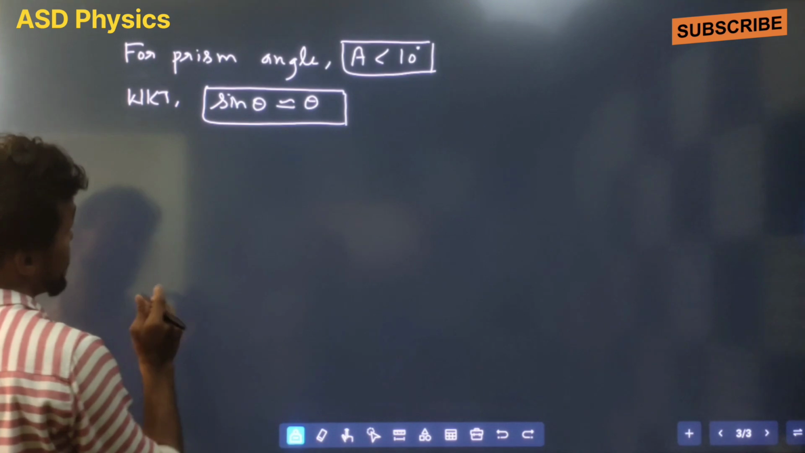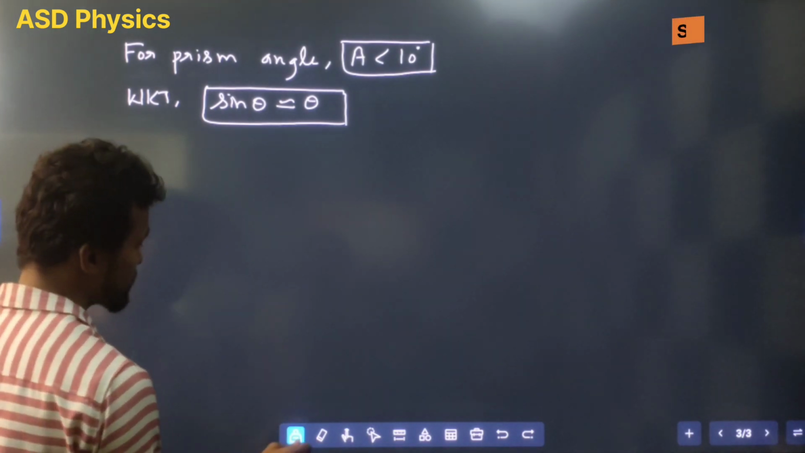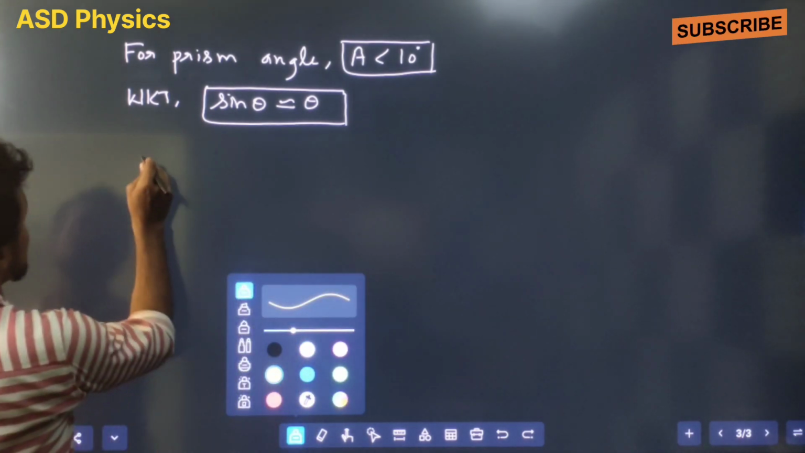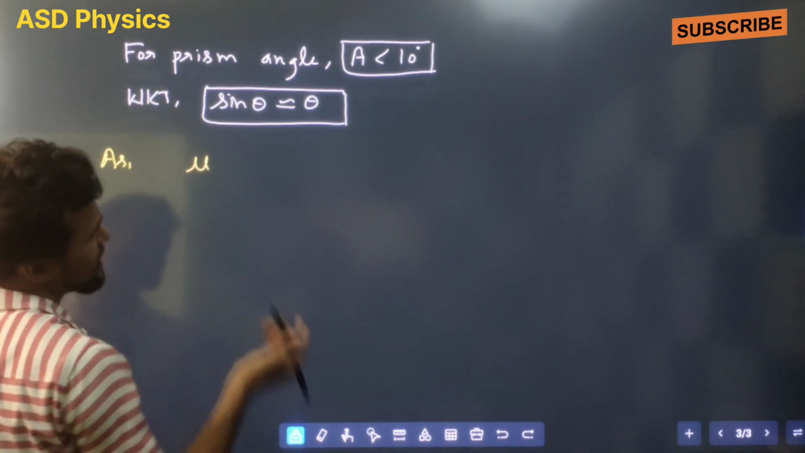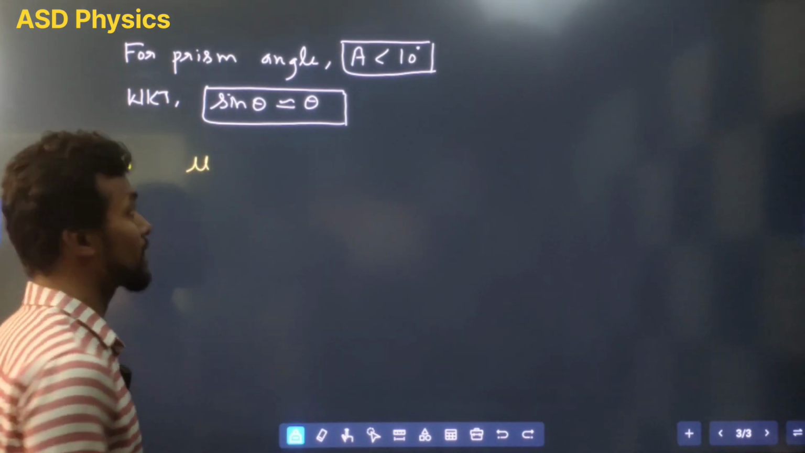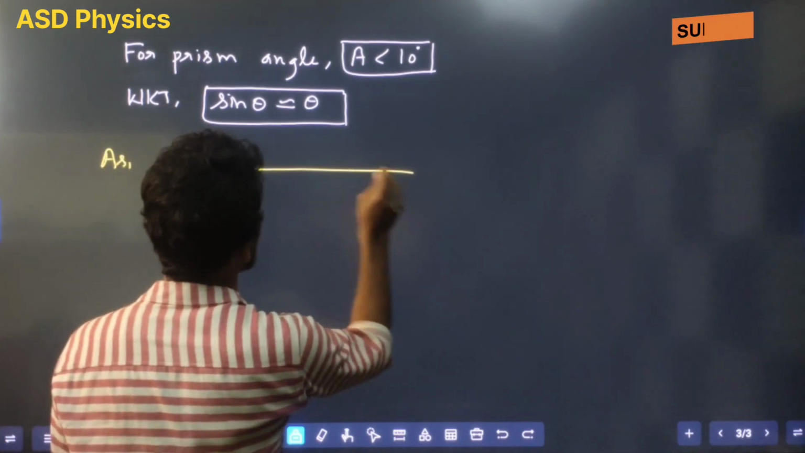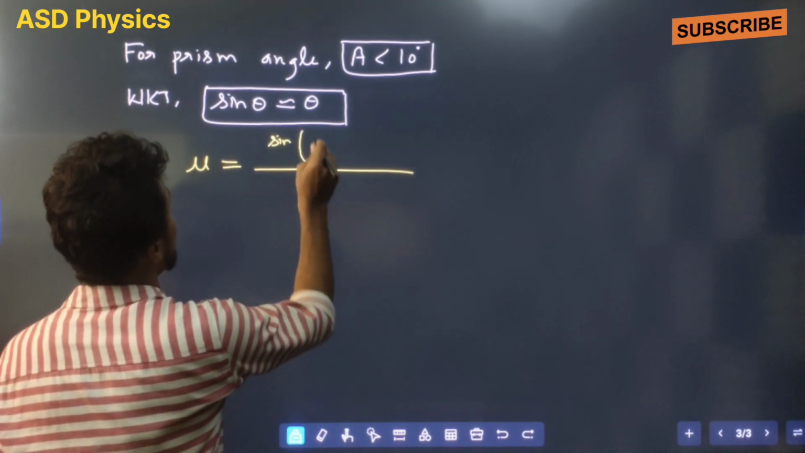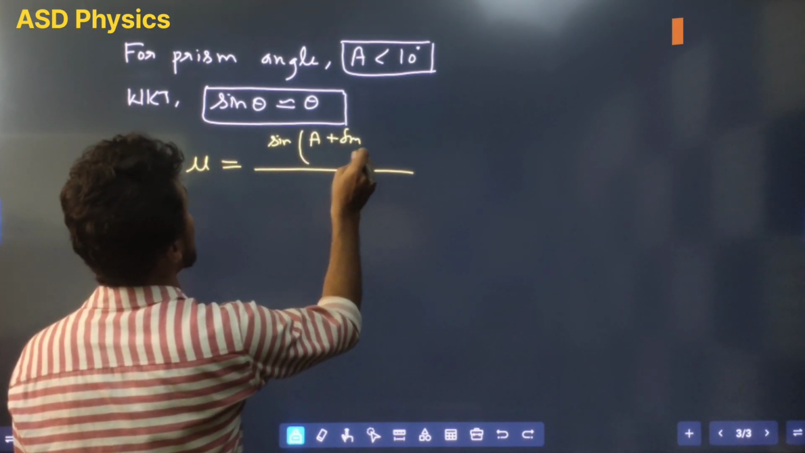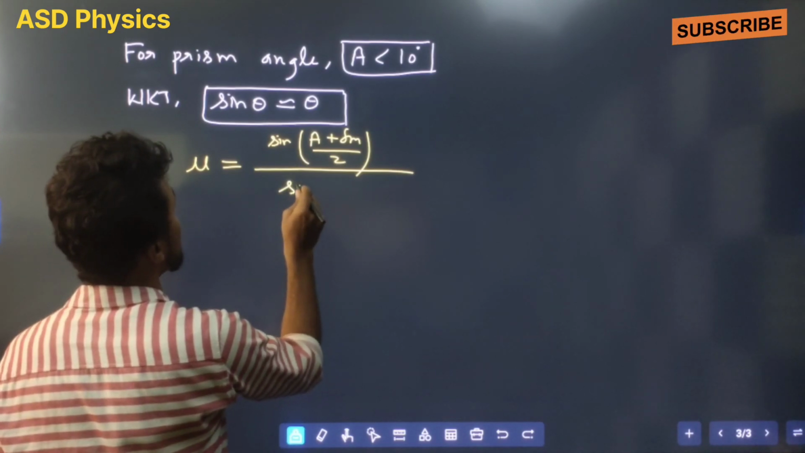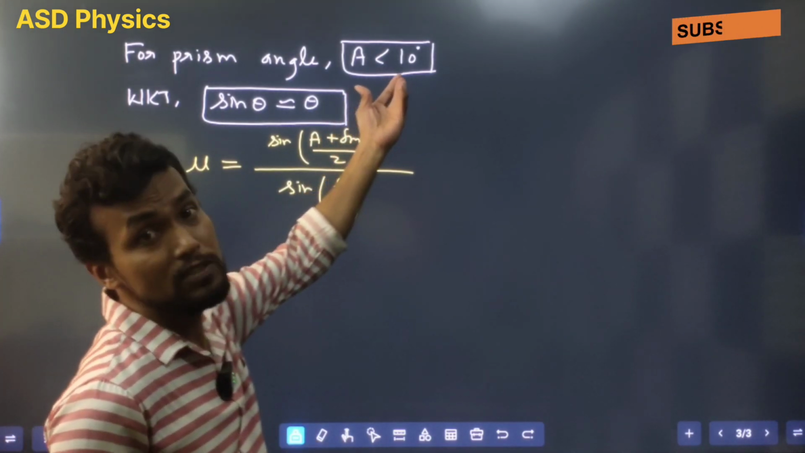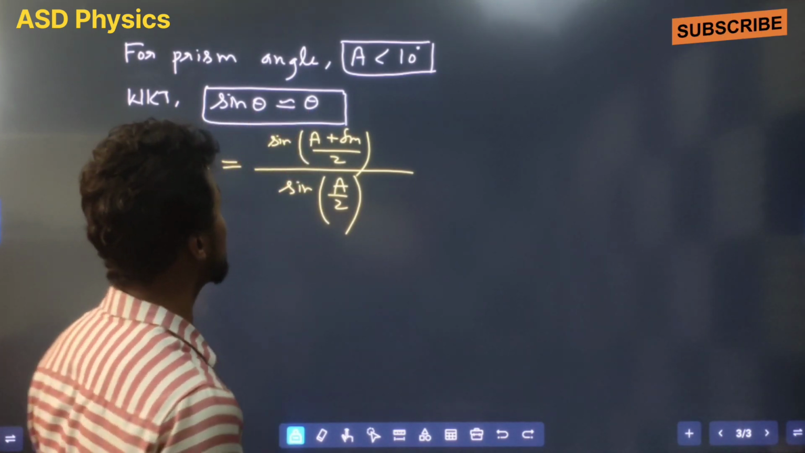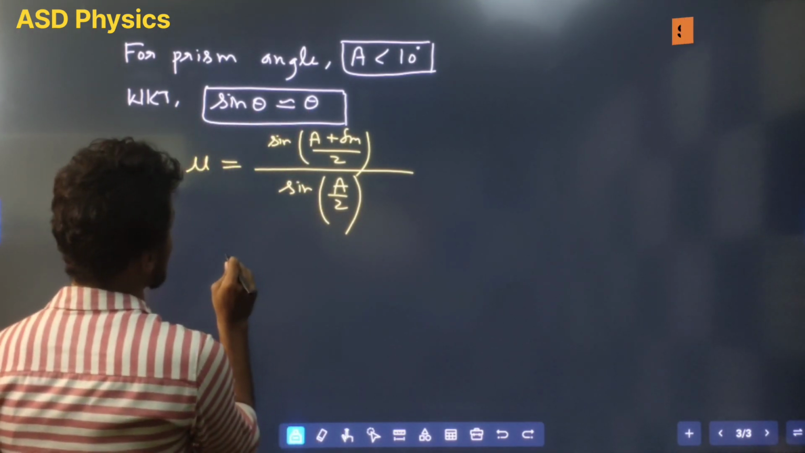As we have proved the prism formula, let me write it here. Mu, meaning denser with respect to rarer, we have proved equals sin((A plus delta minimum)/2) divided by sin(A/2). And when the angle is very, very small, sine theta becomes theta. That means, students, what can we write here?